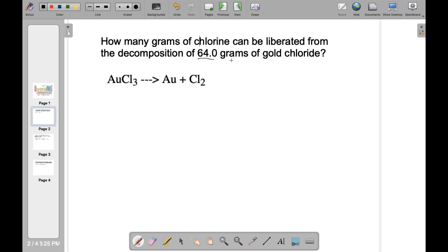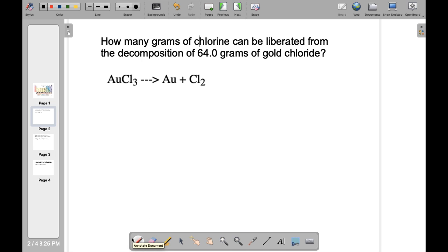They give us 64 grams of gold chloride. This is gold chloride. So we know we have 64 grams of this stuff. It's going to decompose, which means it breaks apart into gold and chlorine. I can just read that by the equation. So now if I have 64 grams of this stuff, how much chlorine will I get? That's all this is saying.